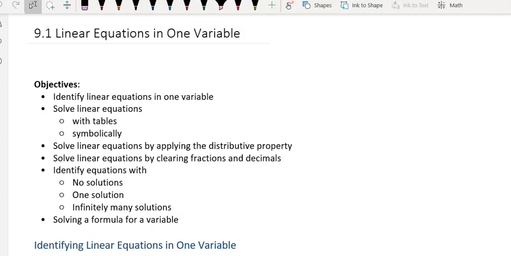Okay, so here we are at chapter 9, section 1 again. Last time we covered the first few sections, and now I'm going to be starting with applying the distributive property and working on the rest of these topics.